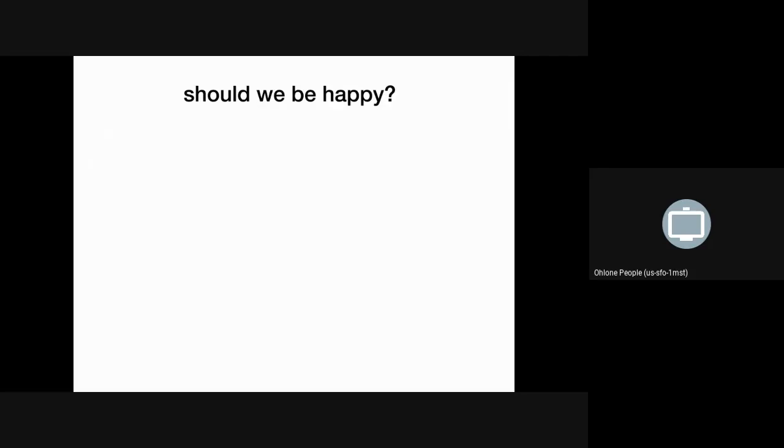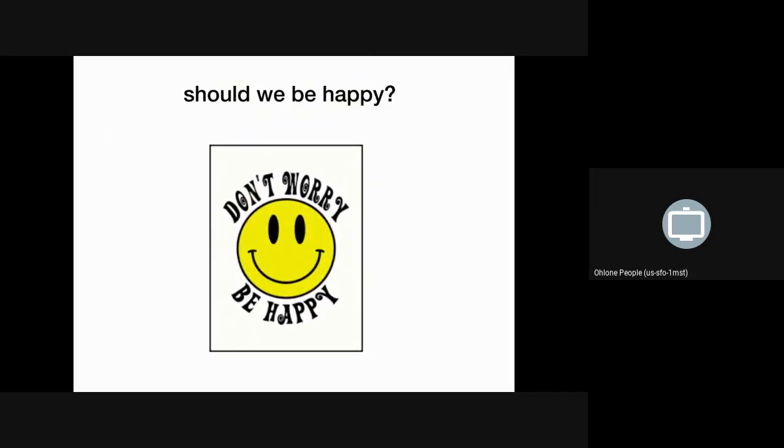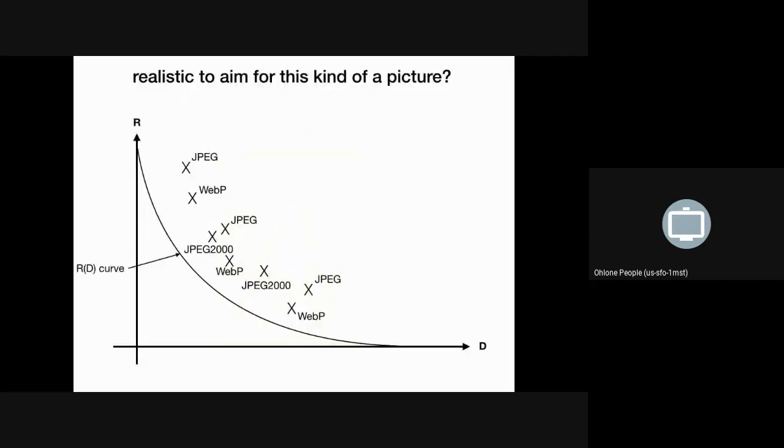So, should we be happy is something I injected in the context of a question that was asked at the end of the previous session. In general, of course, don't worry, be happy. But more specifically, let's say as information theorists, should we be happy with this state of affairs? And as an information theorist, happiness, of course, boils down to how close you are to achieving or delivering on the fundamental limit.